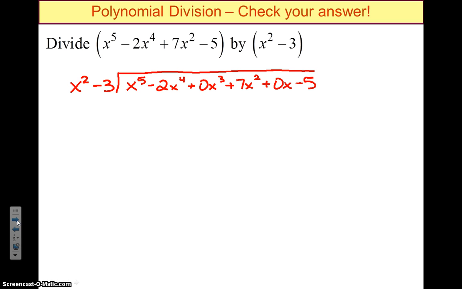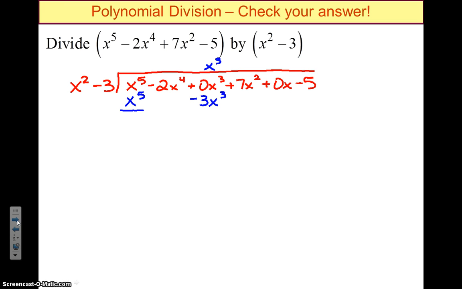So repeating the process from our last problem, we're taking x to the fifth and dividing it by x squared, which gives us x cubed. We multiply x cubed times x squared, which gives us x to the fifth. X cubed times negative 3 gives us negative 3x cubed. I'm writing that right under the same like terms.